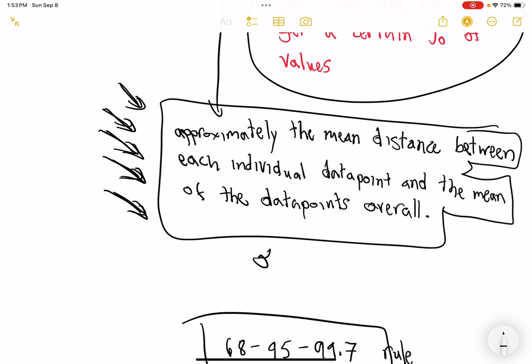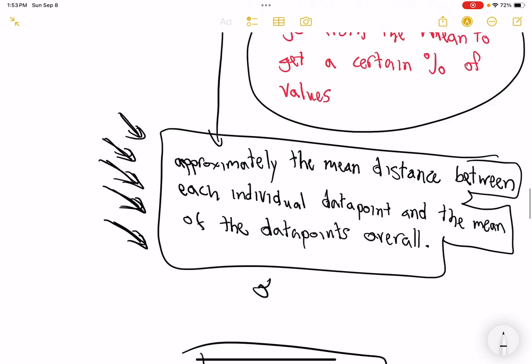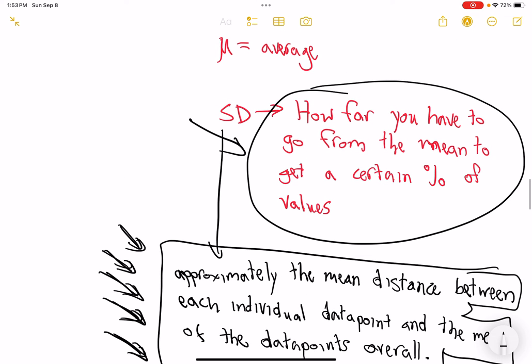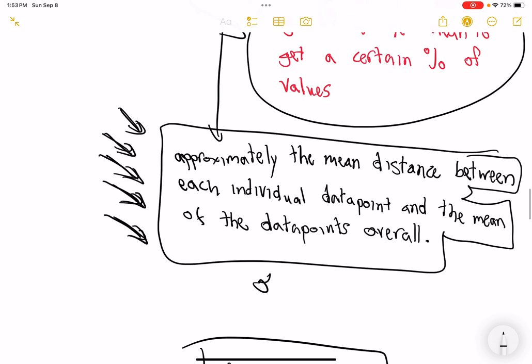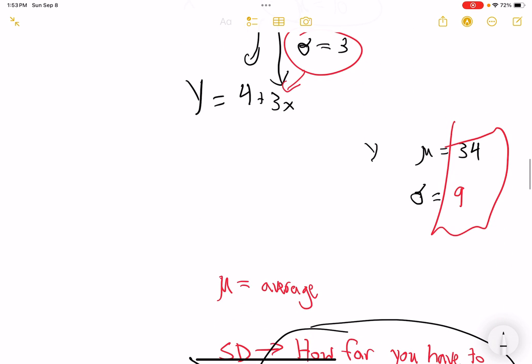We noticed the standard deviation is not just phrased in the wonderful way I like to phrase it, which is just how far you have to go from the mean to get a certain percent of the values. It's also approximately the mean distance between each individual data point and the mean of all the data points. And you find that sort of approximation, and that helps you figure out how far you have to go to get various data points. So good to keep that in mind.